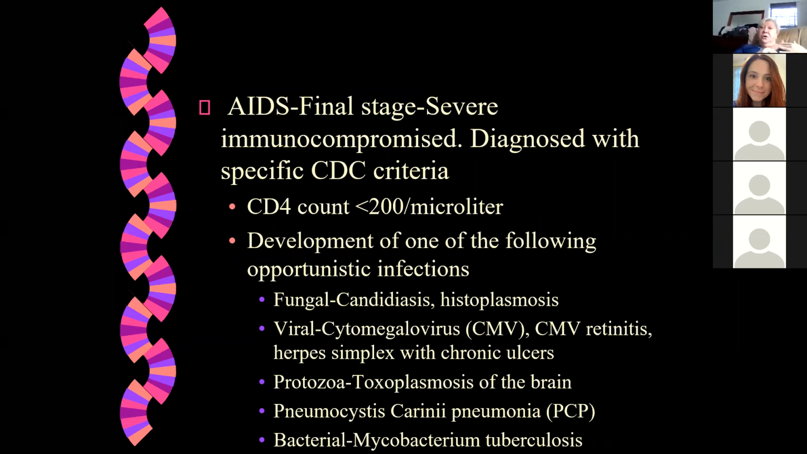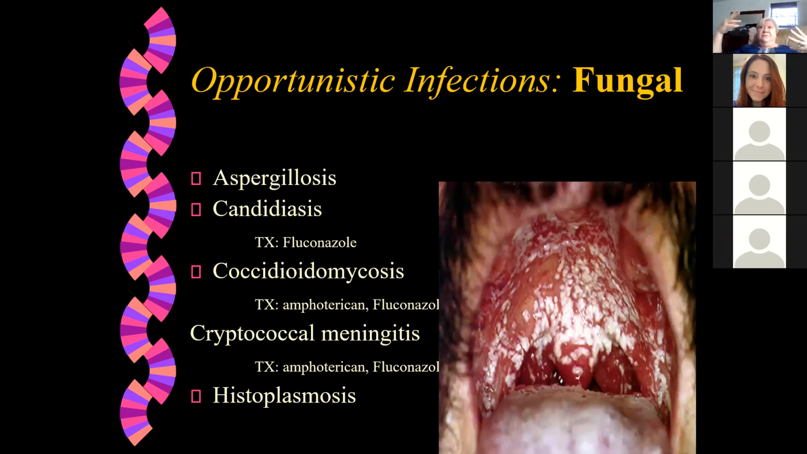Okay, so you can have a fungal opportunistic infection. You can have a viral opportunistic infection. You can have a protozoa opportunistic infection. You can have a pneumocystis, or a bacterial opportunistic infection. So let's look at some of these opportunistic infections. And when you get an opportunistic infection, you treat them as if it was just an opportunistic infection. We don't treat the AIDS patient any different than we do any other patient.